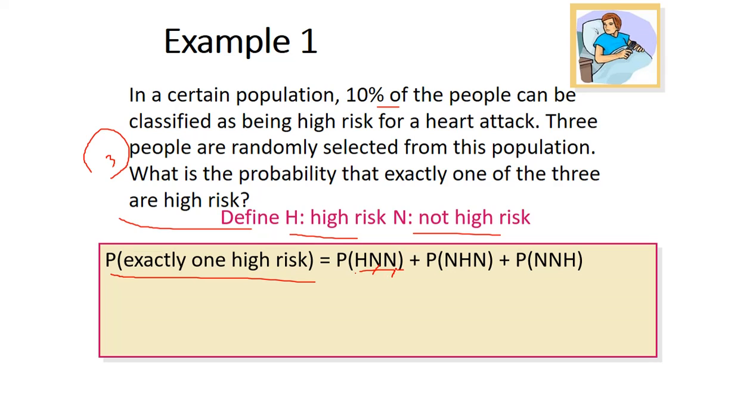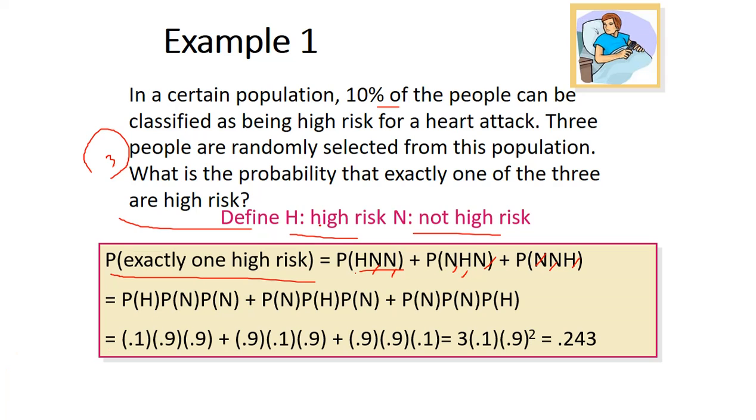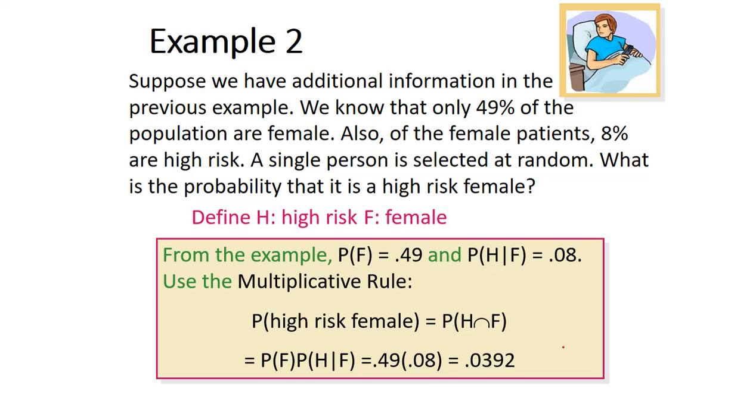These are the chances. Probability of not high risk, high risk, not high risk. Here also not high risk, not high risk, high risk. Now these all are independent, so we can multiply all. Probability of A, B, C equals probability of A into probability of B into probability of C. High risk is 0.1, 10% means 0.1, not high risk means 0.9, 1 minus 0.1. Finally we got 0.243. This is one simple example, and you can understand it.